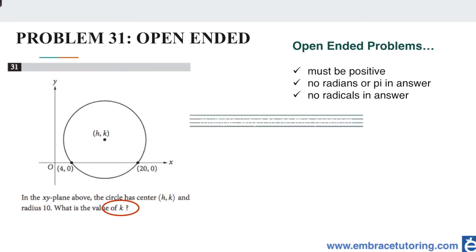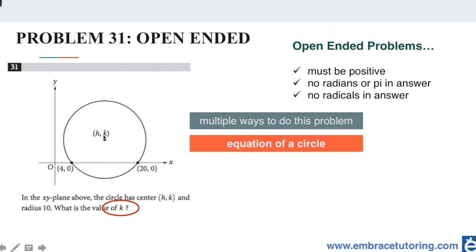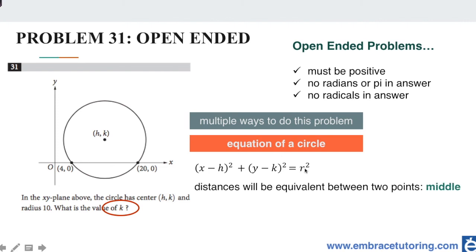Now, like many problems on the SAT, there are always going to be multiple ways to do this problem, but given that you see here the equation of a circle and the (h, k) expression, you generally want to use the equation of a circle in some capacity. The h and the k represent the center of your circle, and the r represents the radius. So the equation of a circle is (x minus h) squared plus (y minus k) squared equals r squared. And the distances will be equivalent between the two points and the center, which means that (h, k) to (20, 0) and (h, k) to (4, 0) will be equivalent.